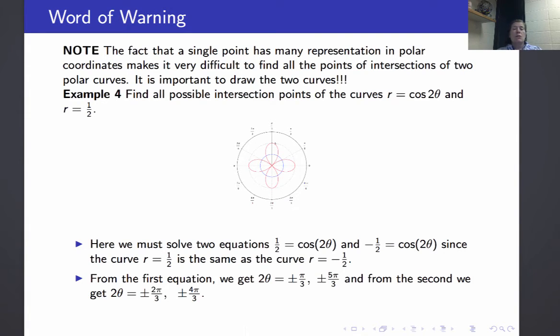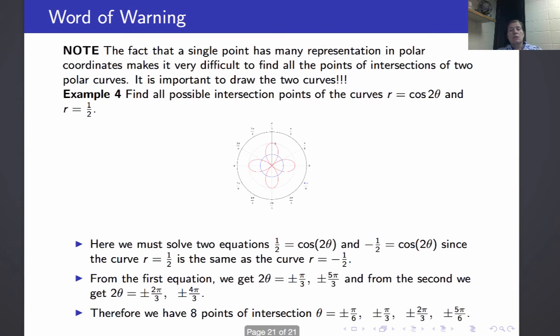And we see that the first equation, 1/2 equals cosine 2 theta, gives me 4 angles, where 2 theta equals plus or minus pi over 3 and plus or minus 5 pi over 3. And the second equation, where the r values are negative, also gives me 4 points, the points where 2 theta equals plus or minus 2 pi over 3 and plus or minus 4 pi over 3. So in all we get 8 points of intersection, and in this case, because of the way the equations are presented, it's very easy to miss those points represented with a negative r.